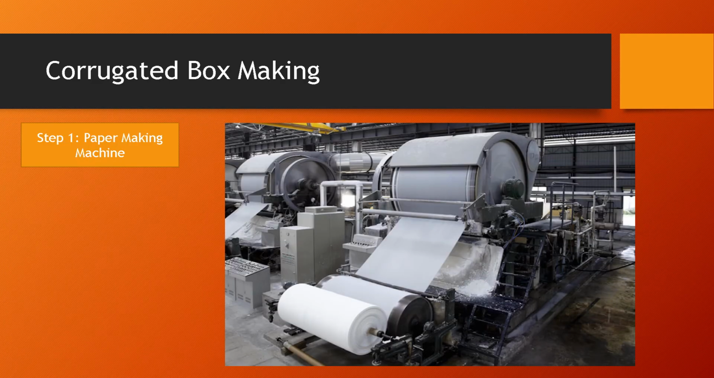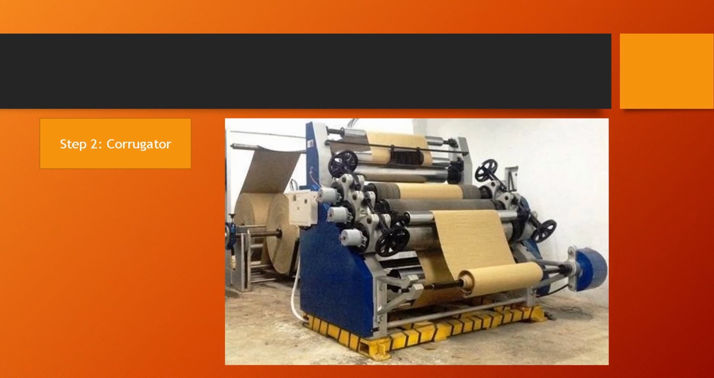So how is it made? The production of corrugated boxes begins much like any other paper product. The paper making machine is used to form two different types of brown paper, the liner and the medium. These two special papers are fed into the corrugator, which presses the flute into the medium and adheres the liner to either one or both sides of that medium.